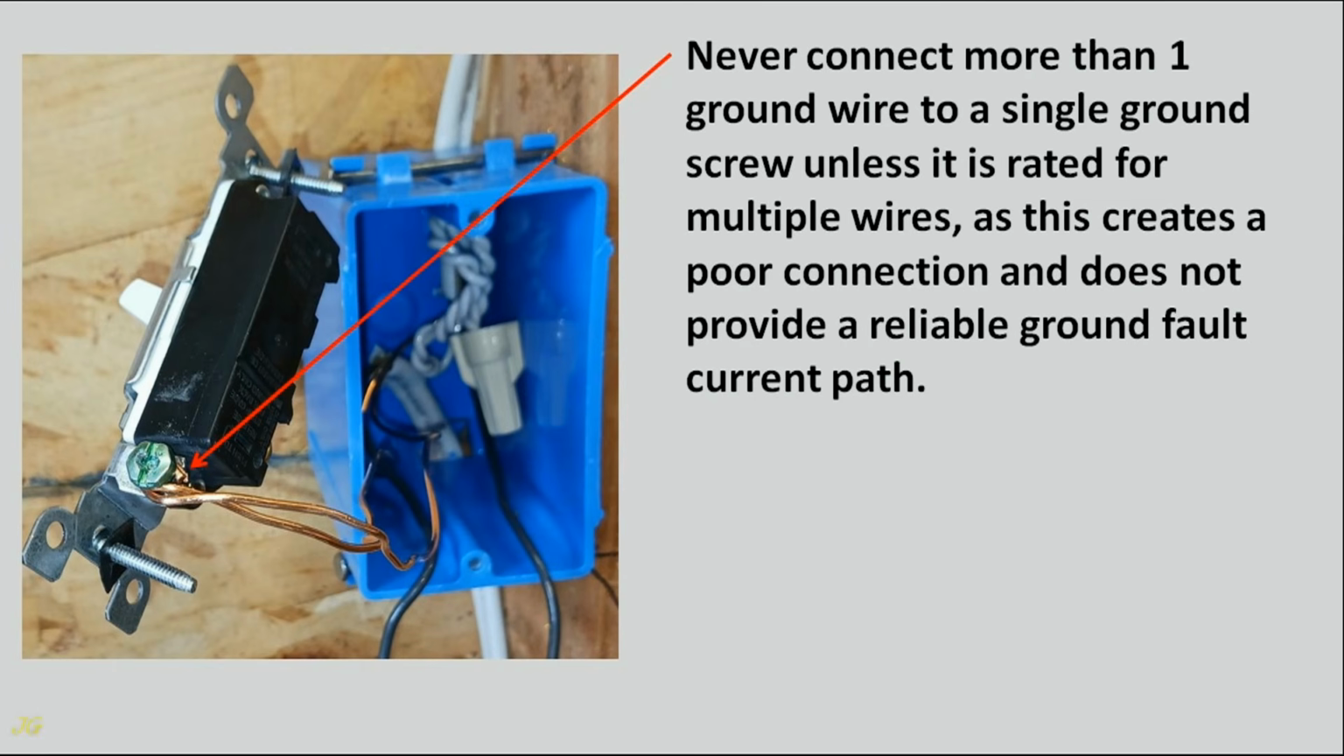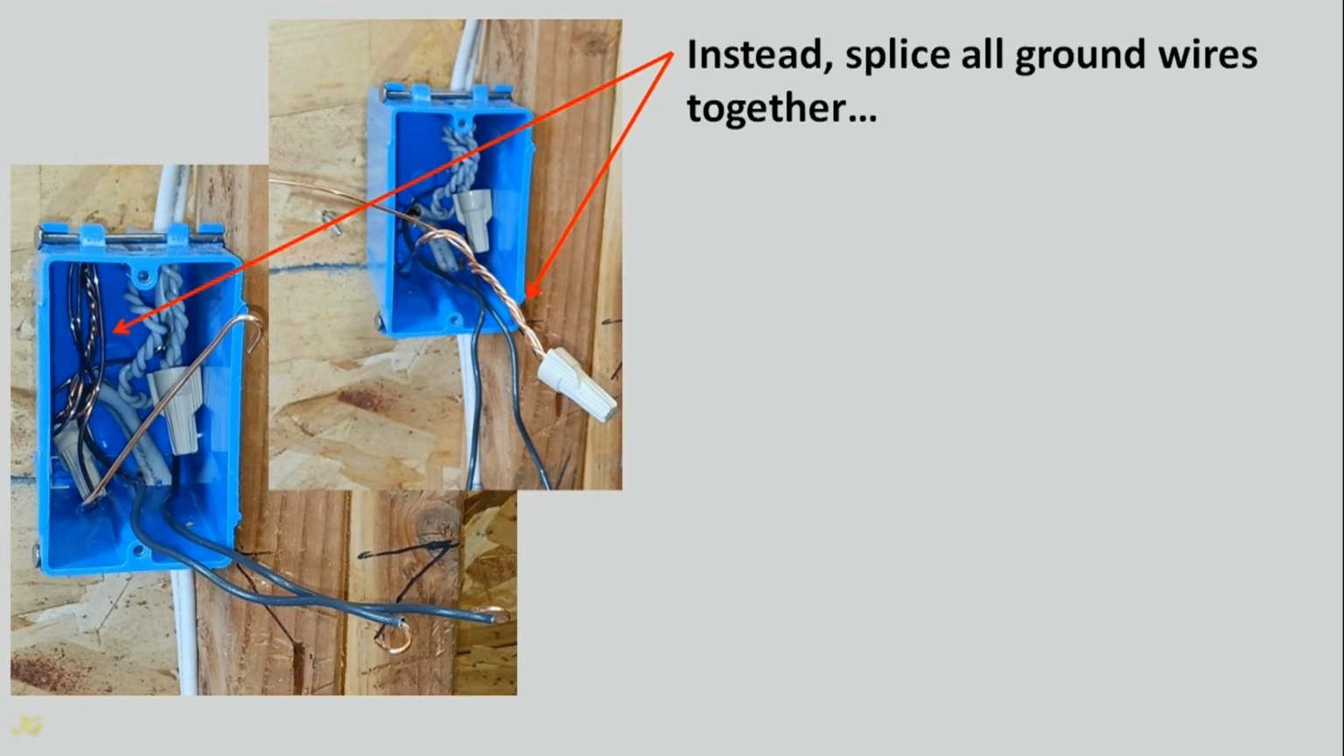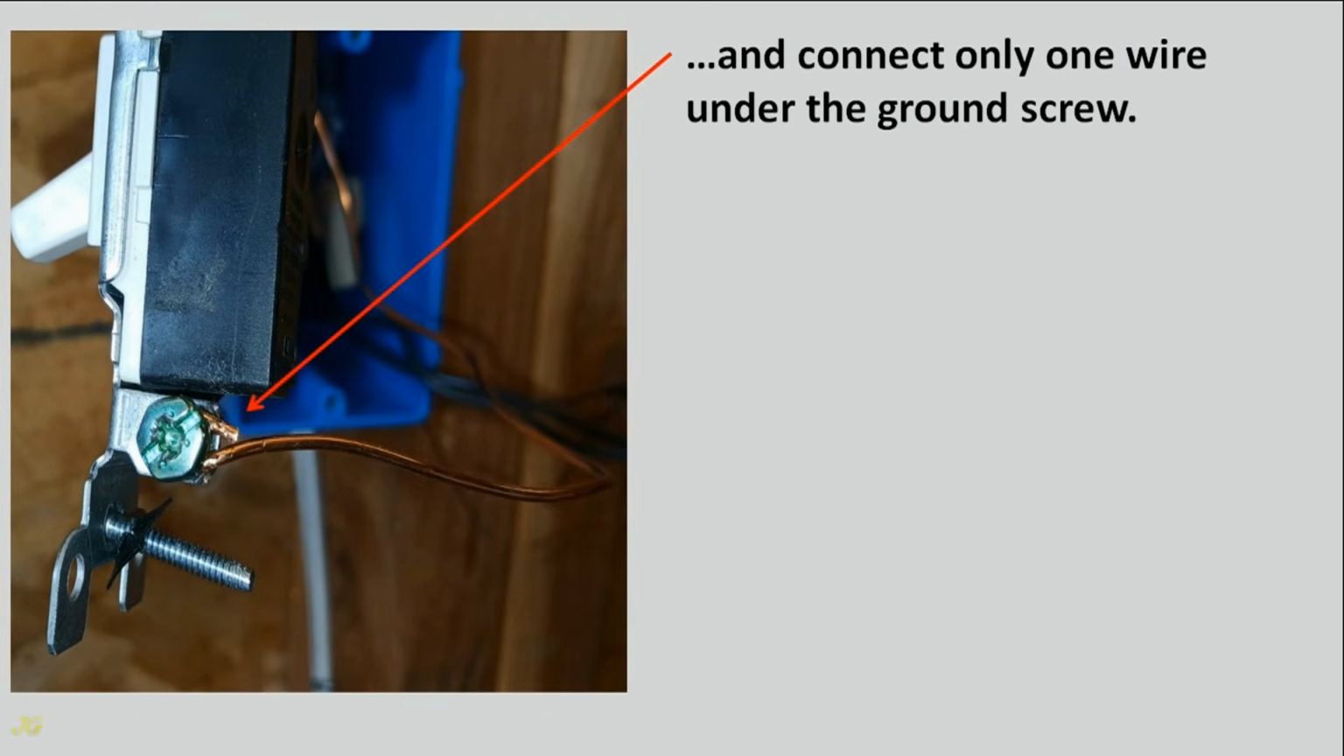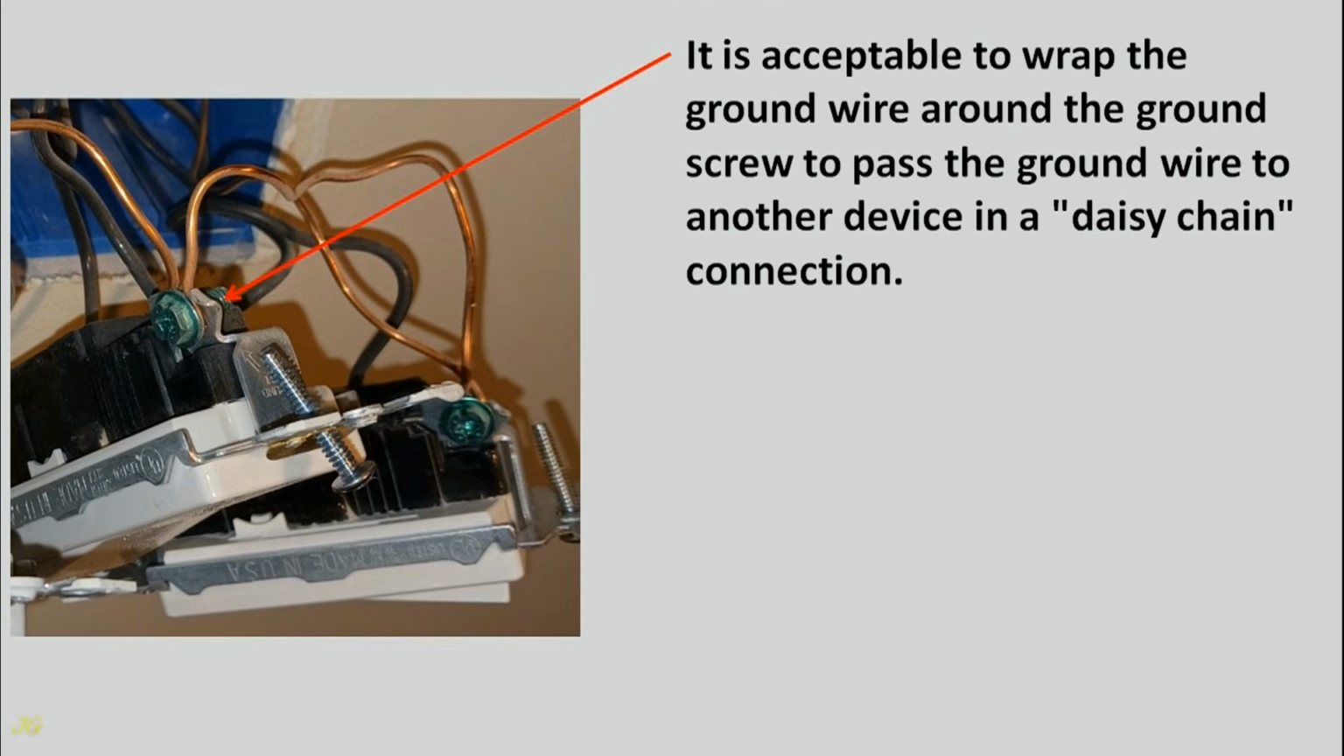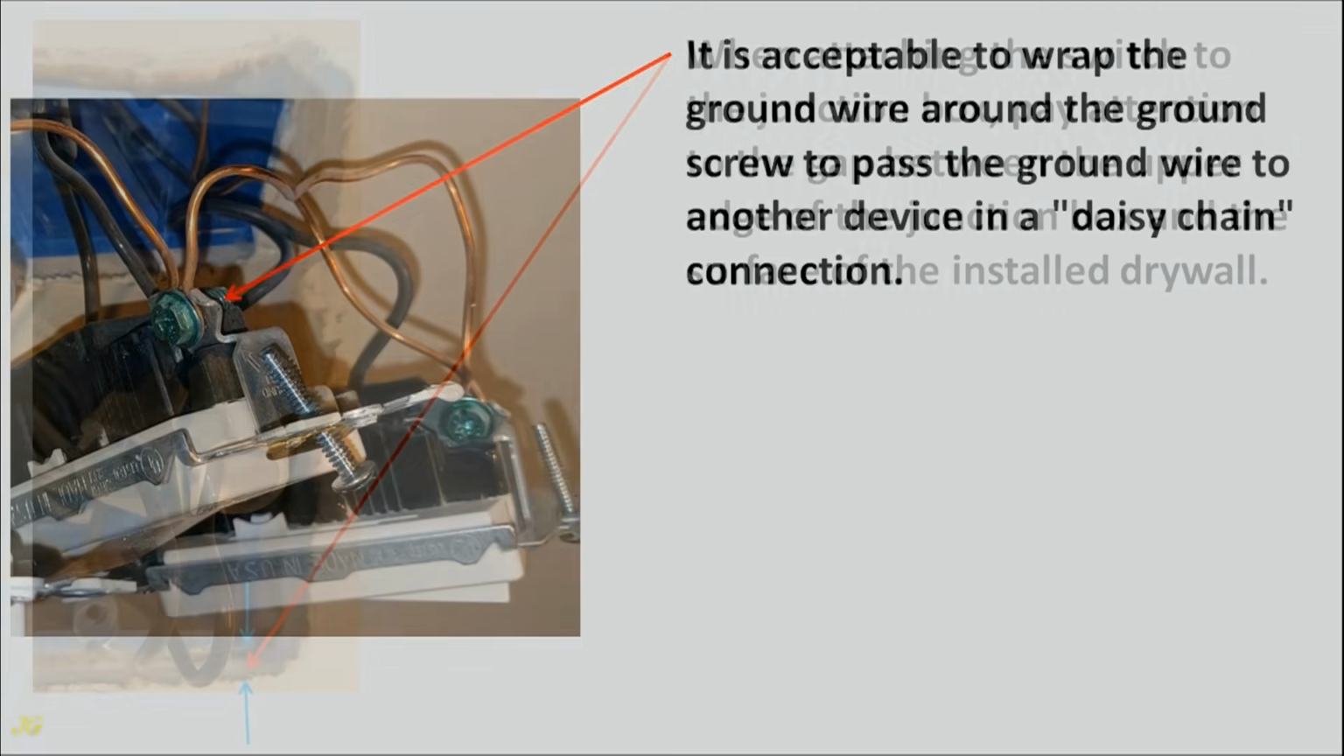Never connect more than one ground wire to a single ground screw unless it is rated for multiple wires, as this creates a poor connection and does not provide a reliable ground fault current path. Instead, splice all ground wires together and connect only one wire under the ground screw. It is acceptable to wrap the ground wire around the ground screw to pass the ground wire to another device in a daisy chain connection.